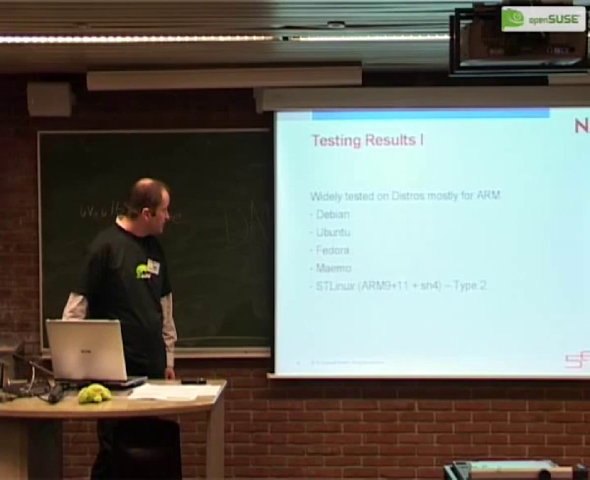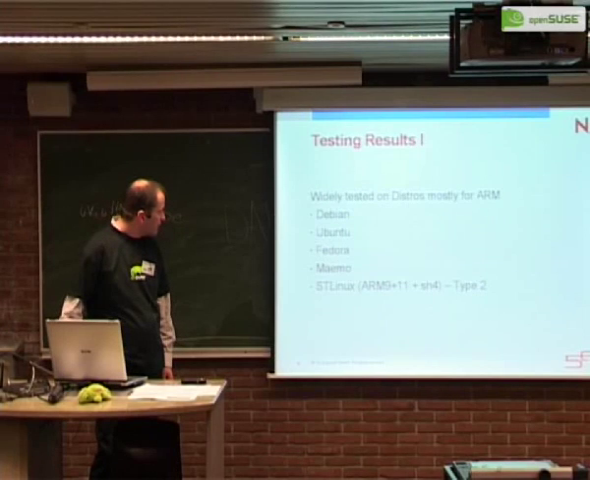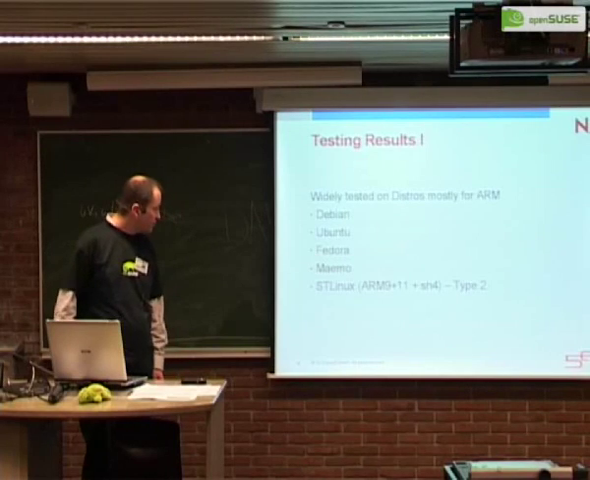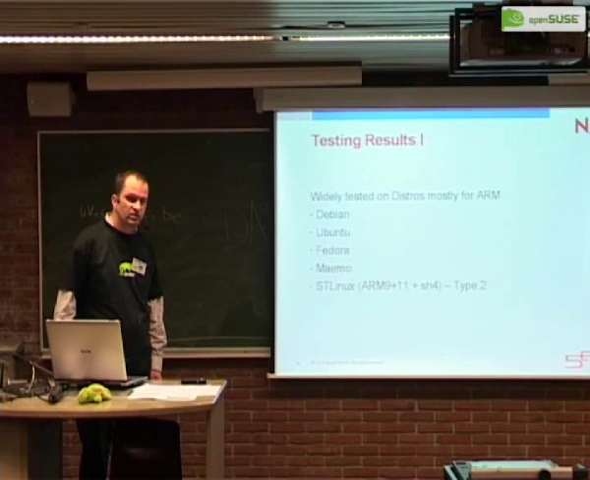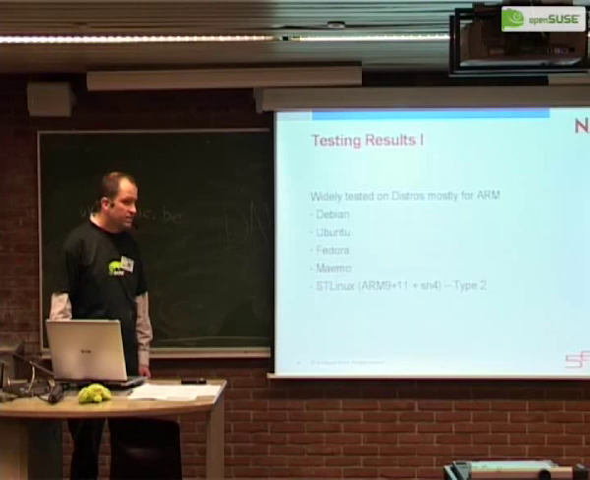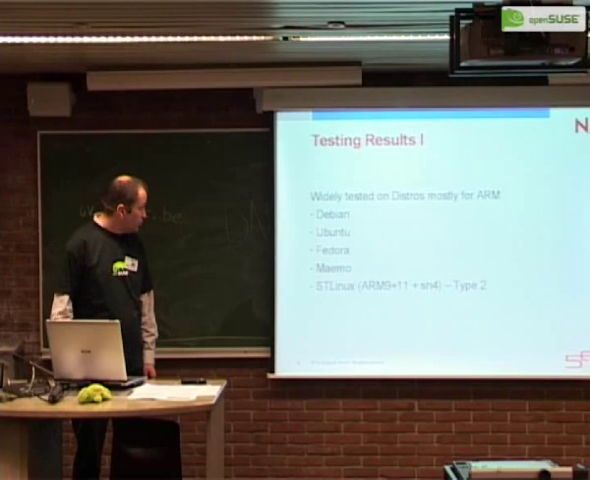And testing results. We have Debian, Ubuntu, Fedora, even Maemo was put in. And as an example for this type 2 build, we have also implemented the old STLinux distribution, also working, running, building, everything. Debian means Etch as well as Lenny. Ubuntu means all ports that are present running for ARM and for PowerPC. Fedora is the same.